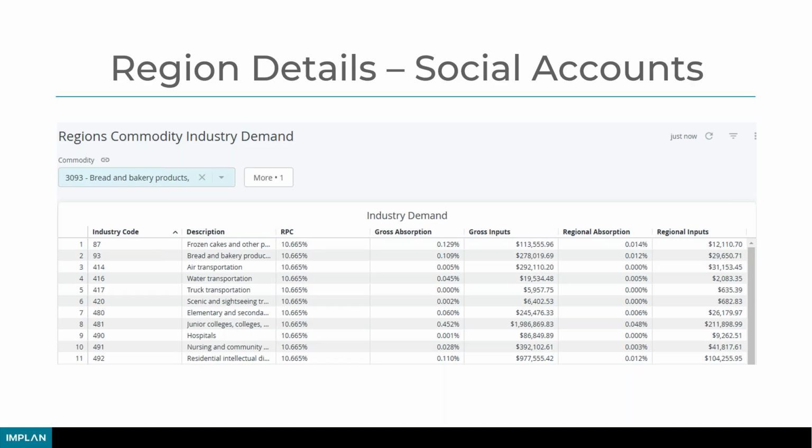So where are these products going? They're going as inputs, they're being shipped out of the region, and they are being consumed, in this case, at schools and hospitals as a part of their expenditure structure. And again, what we're looking at here is that RPC, which is the same for all of these industries, and then the gross inputs expenditure and the regional inputs expenditure. How much of that is local? How much of that is in total?